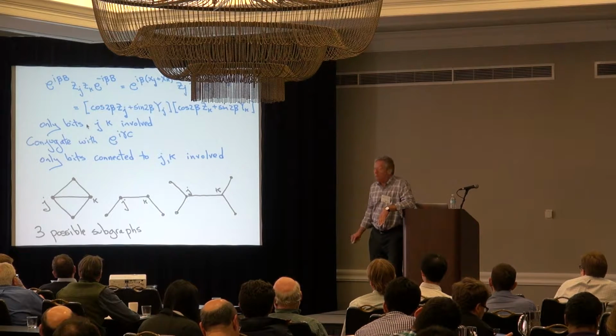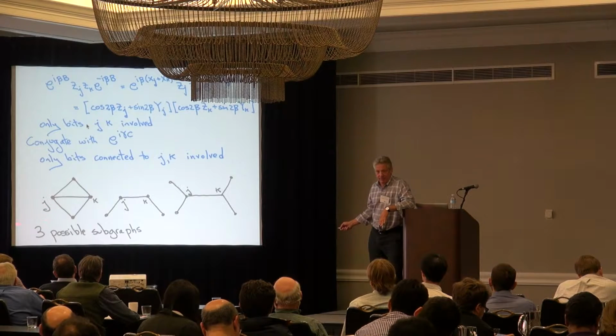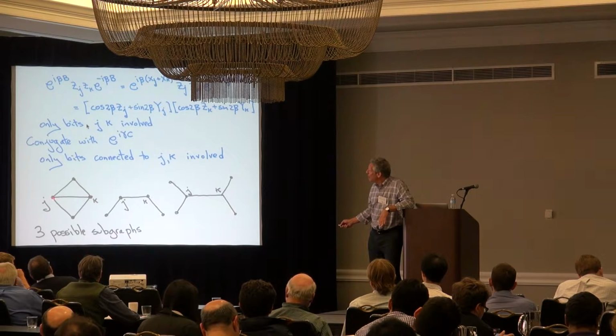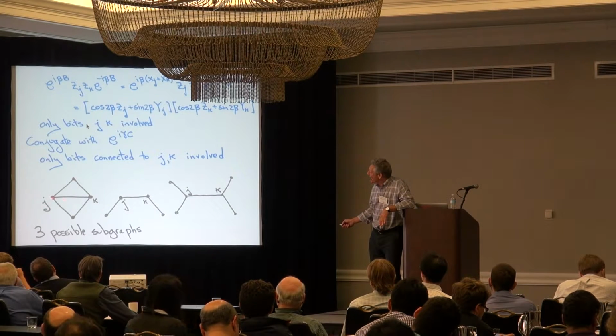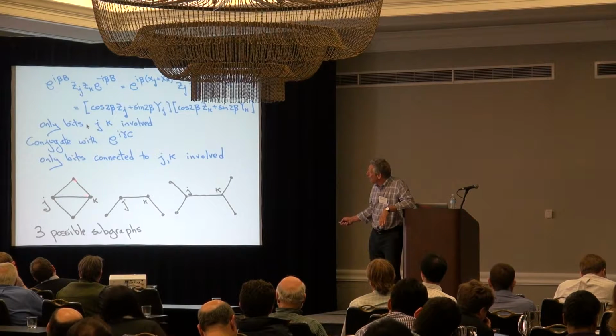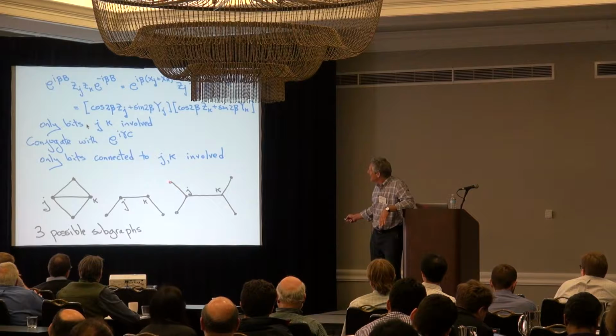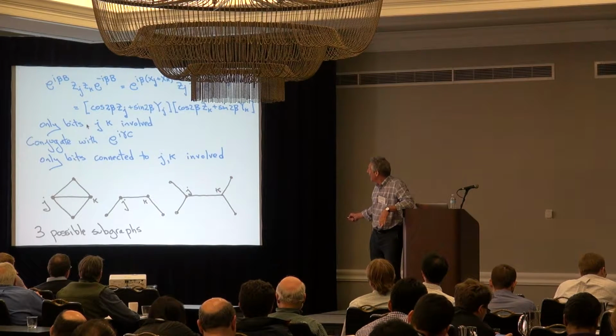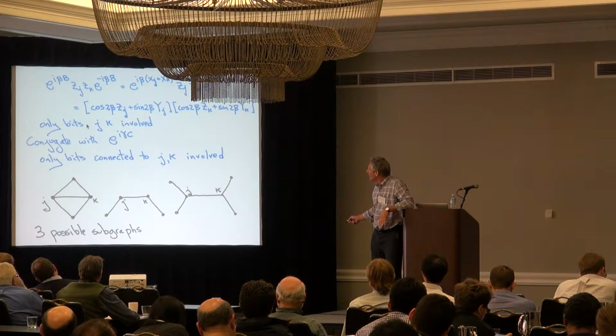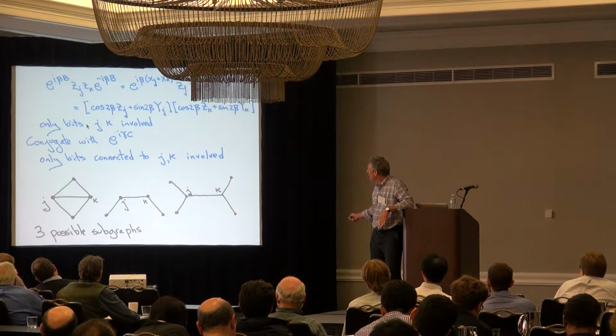But I'm on a 3-regular graph, so there are only 3 possibilities for what comes out of j and k. Let's look at this one first. j is connected to this bit, and k is connected to this bit and this bit, and they're different. So this is j and k, and these are bits 19, 30, 50, and 100.